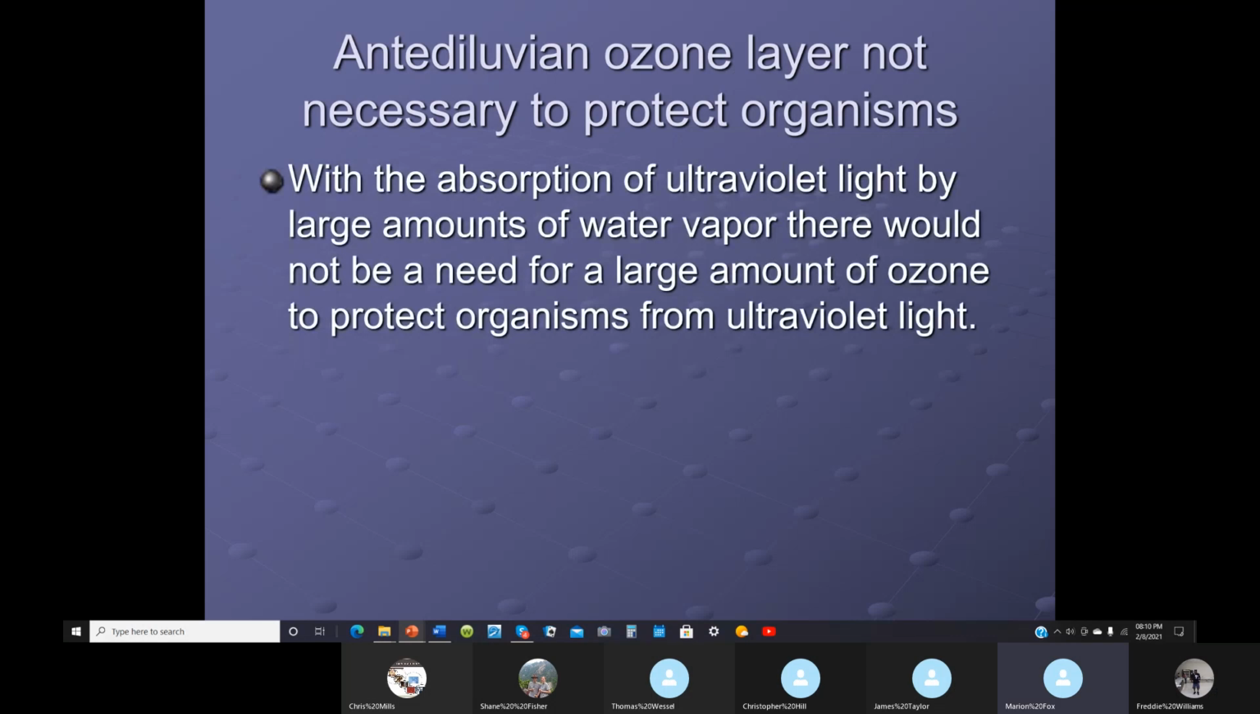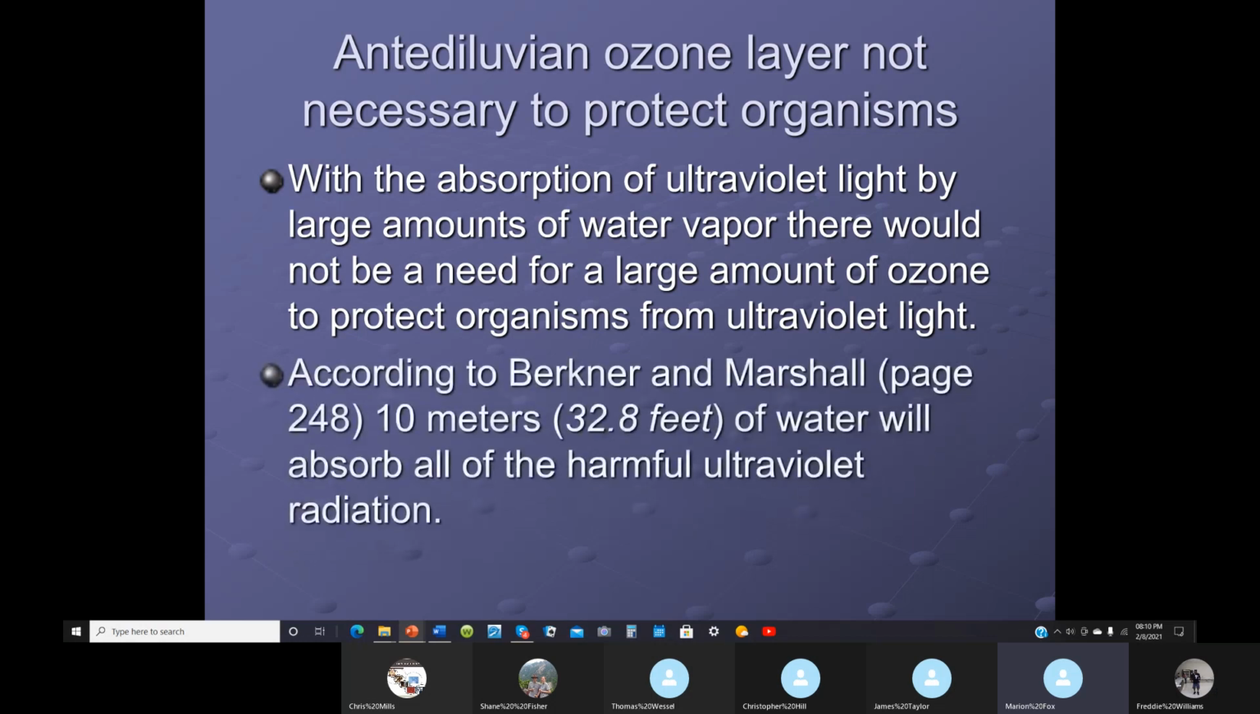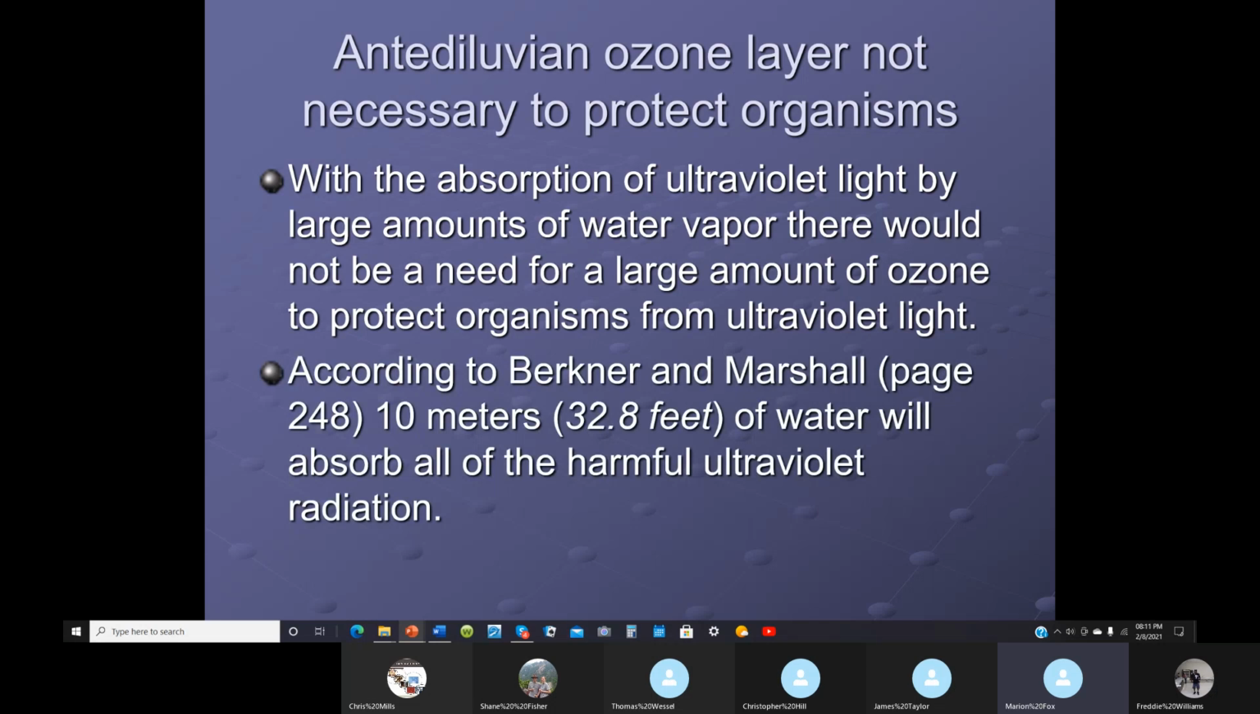With the absorption of ultraviolet light by large amounts of water vapor, there would not be a need of a large amount of ozone to protect organisms, because the ultraviolet light was already being blocked out by the water vapor canopy. We wouldn't need it. And according to Berkner and Marshall, 10 meters of water, 32.8 feet of water, would absorb all the harmful ultraviolet radiation.